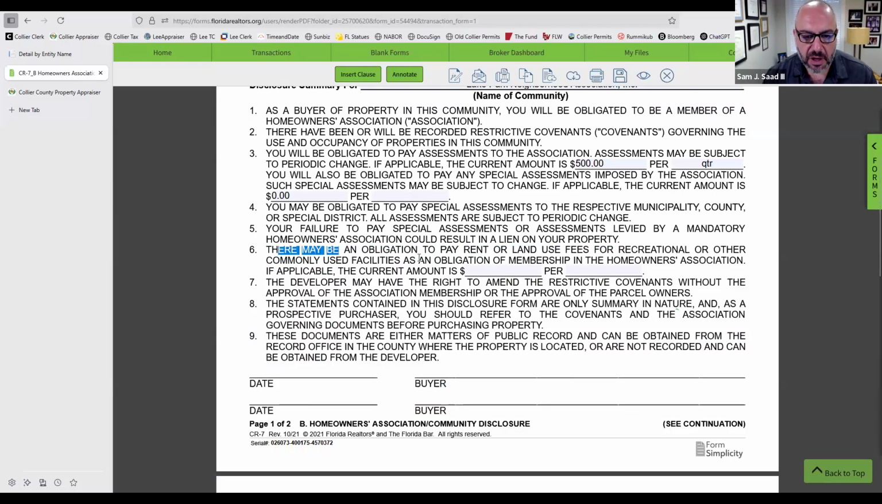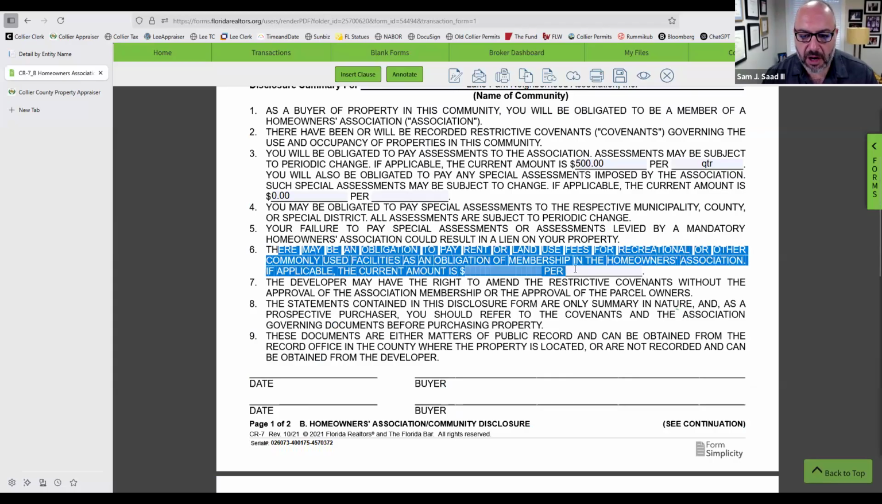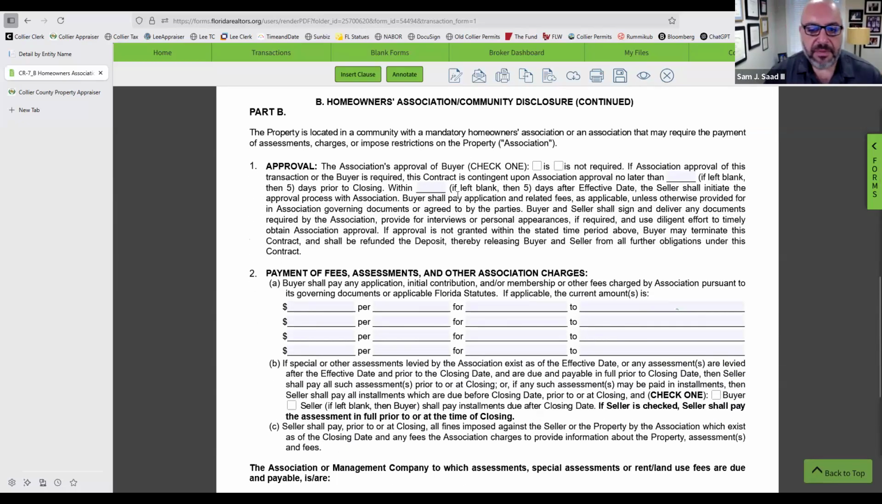My highlighting is not working very well today. Paragraph 6, there is none, so we're not going to do that. Now, if association approval is or is not required, the seller needs to notify the buyer of that. And then they have so many days to fill it in. And the seller has so many days to get the information for the association to the buyer.